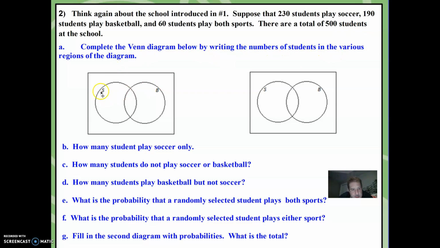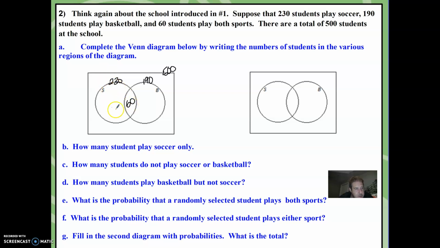Okay, so this is S, this is B, this is everybody. How many students play soccer? Suppose that 230 students play soccer. I'm going to put that number on the top, 230, and not on the inside, because I don't know if those 230 go here or what combination of those two spots. 190 students play basketball. And 60 students play both, so 60 goes in the both. There are 500 people altogether. All right, looks like I have it all.